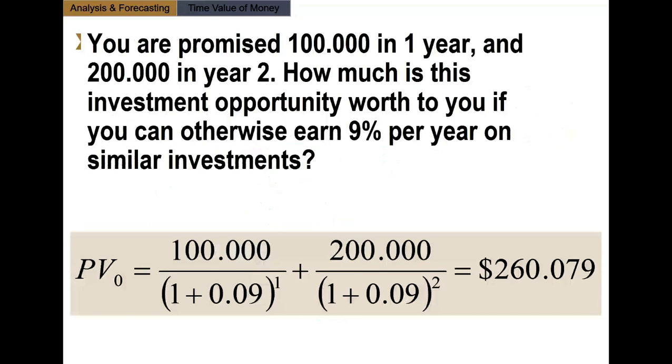Okay, so let's suppose that right now you were promised two payments, $100,000 in year one and $200,000 in year two. Now, how much is this investment opportunity worth to you today, knowing that you could otherwise earn 9% on any similar investment? So think of it this way: your opportunity cost of capital is 9%. Any money that you invest could otherwise be out there earning 9%.